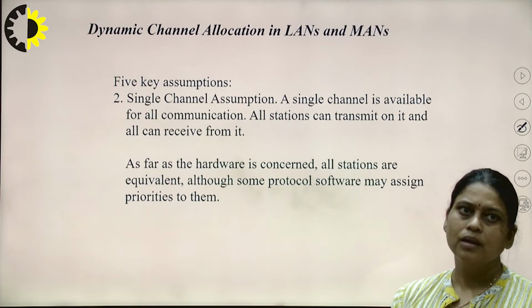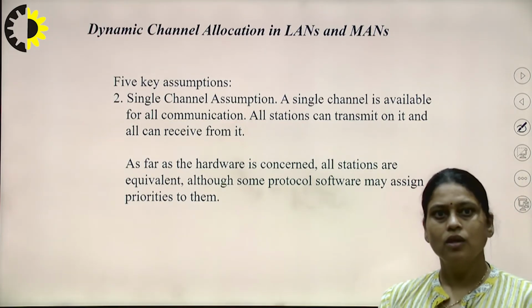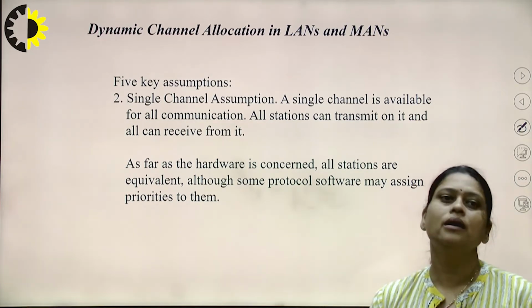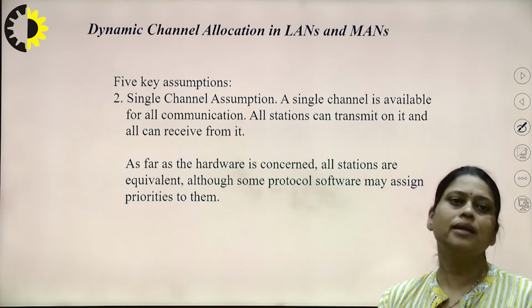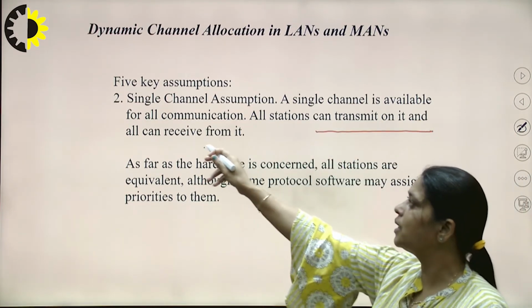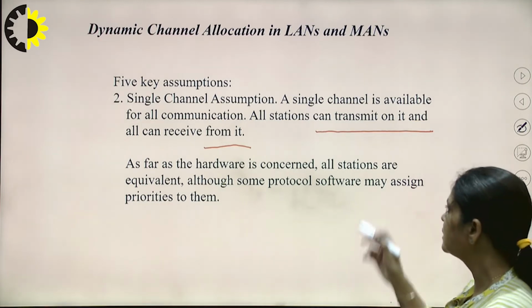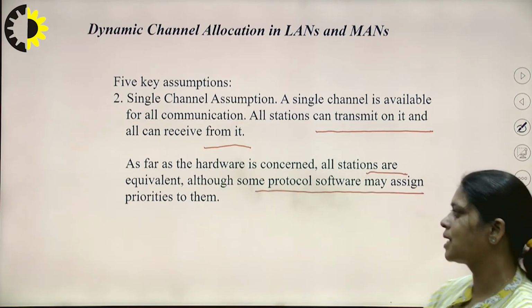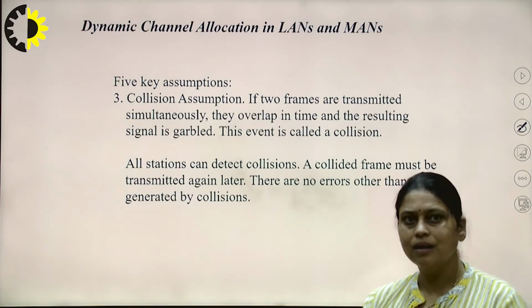Second is the single channel assumption. A single channel is available for all the nodes, and all the nodes send the data through this single channel. All the stations can transmit or receive the data through the single channel only. As far as the hardware is concerned, all the stations are equivalent, although some protocol software may assign priorities to them. The third key assumption is the collision assumption.